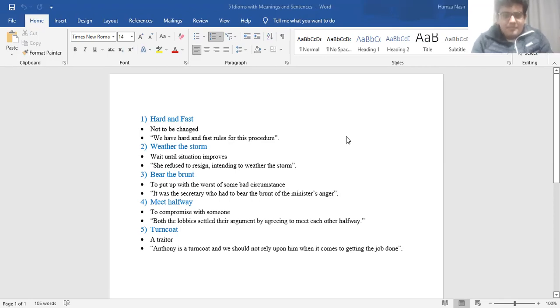Next up, the second idiom for today is weather the storm. Weather the storm basically means to wait until the situation improves.